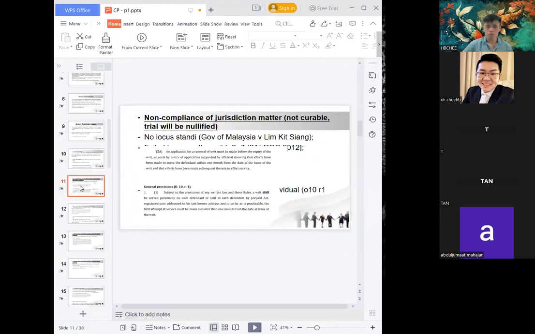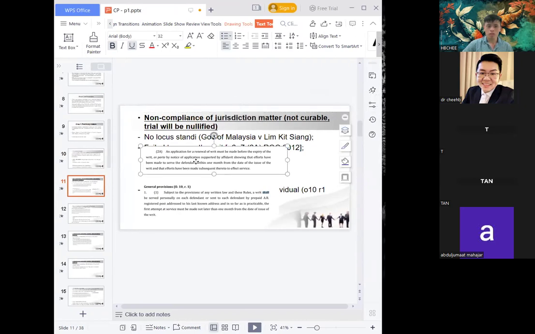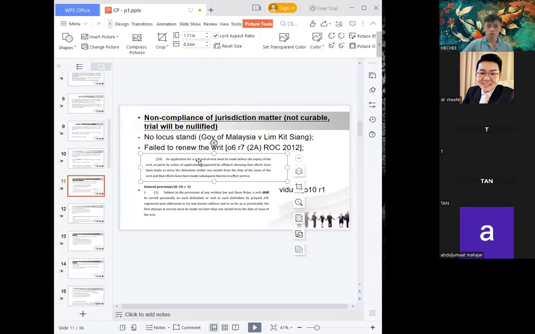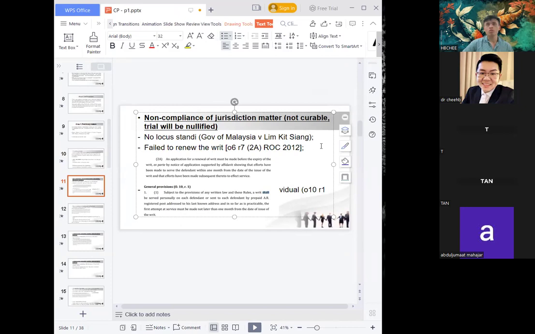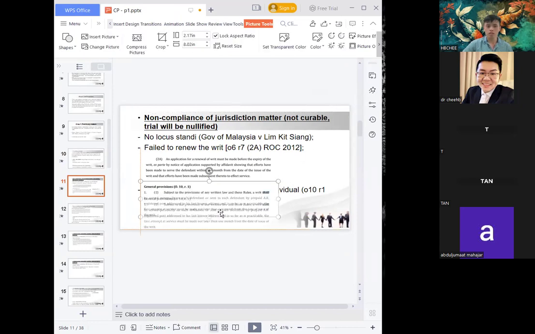So we will discuss jurisdiction matters first. The jurisdiction matter means that you have already breached or not complied with the jurisdiction matter. So that means it's a very serious non-compliance. That means your case will be thrown out by the court.